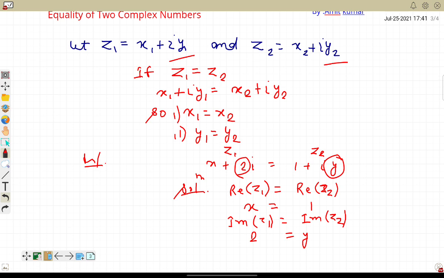Okay. So one last thing, in the next video we will study about how we can find the square root of complex number, and after that we will study about what is the meaning of geometrical representation of a complex number.